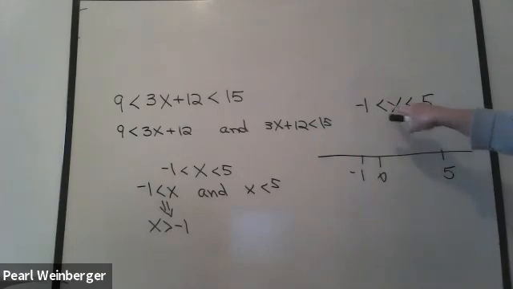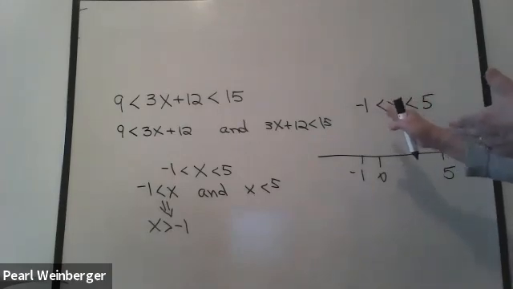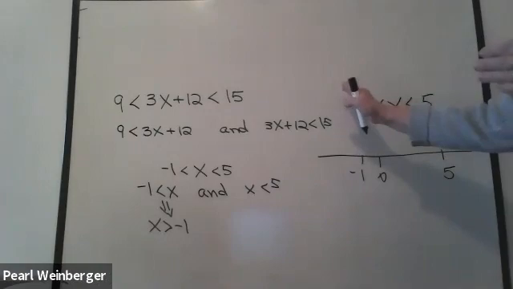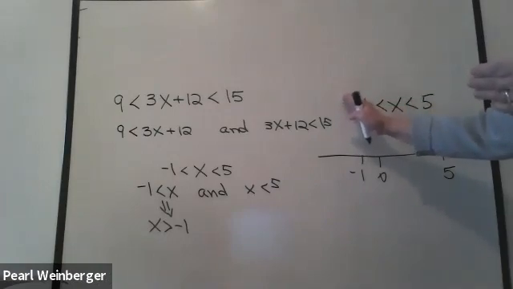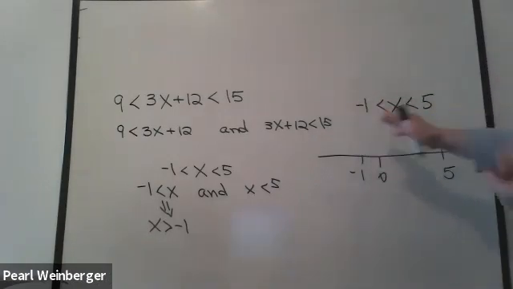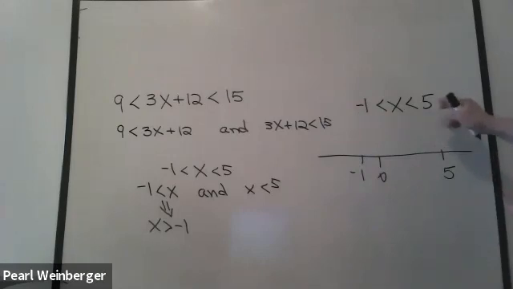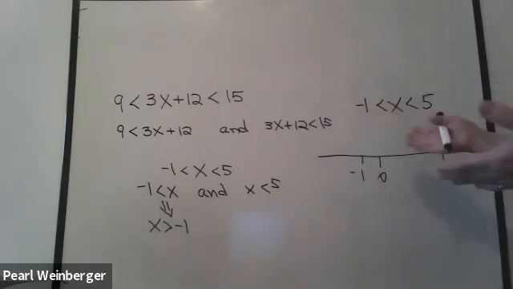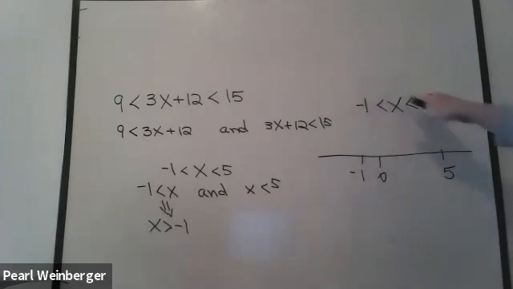If you look at it, the way it's set up, I always have the smaller numbers on the left and the larger numbers on the right because these are less than signs. So this has to be the smaller number. This has to be the bigger number. Remember, it opens to the bigger. It's pointing to the smaller. So really, we're talking about numbers that are between -1 and 5.